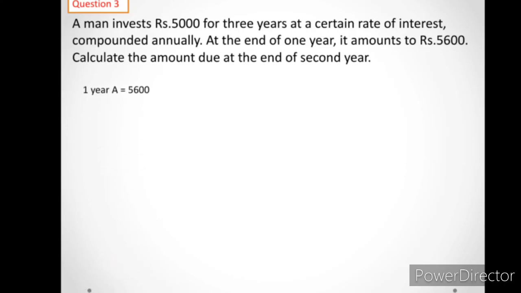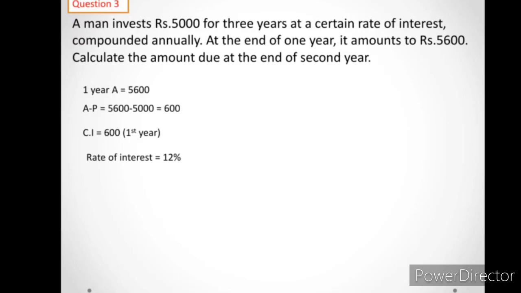Okay. First year amount equals 5,600 rupees, and amount minus principal equals 5,600 minus 5,000, that is equal to 600. We will calculate by formula simply. So we will get the interest, amount minus principal, that is equal to 600. So compound interest equals 600 for the first year. So rate of interest equals 12%.